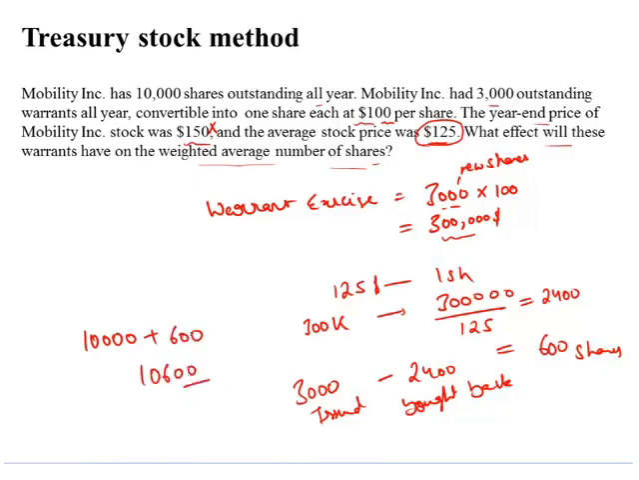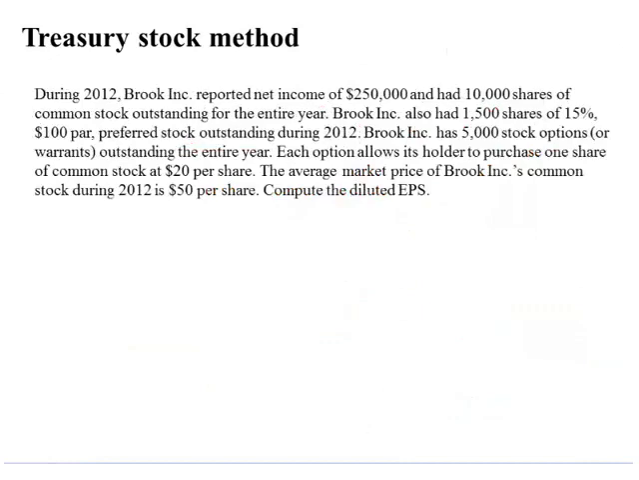Please note that if the average stock price was lesser than 100, if this was not 125 but let's say $90, then do not reduce the number of shares or do not demonstrate that you will issue less and buy back more shares. You will just say that the warrant will not be exercised and the diluted EPS will be the same as the basic EPS. Let's do one more example.